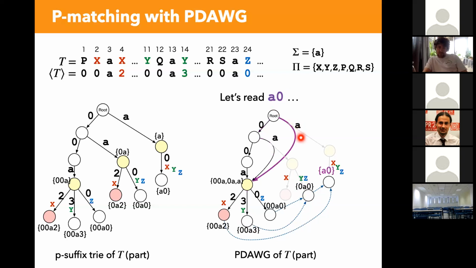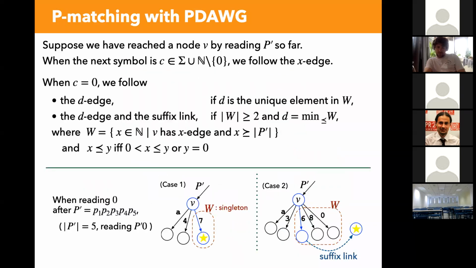When reading a0, on the other hand, here a, and then 2 and 3 are already too big. So we follow this edge and then this suffix link, so that 2 now becomes 0 by cutting those prefixes. So here is the formal summary of how to follow edges when reading a pattern string. If the next symbol c is not 0, then it's easy: you just follow the edge labeled with c, as usual. If the next symbol c is 0, it's a problem. So let W be the set of integer edge labels which are bigger than our eyesight range, context length 5 in this case. And if W is a singleton, then we simply follow this edge.